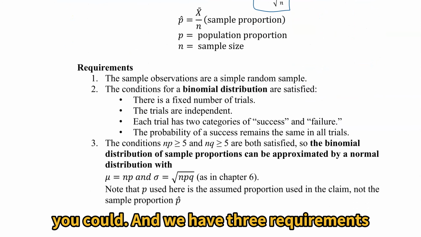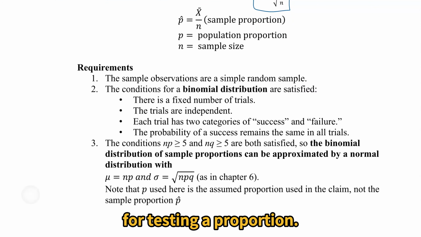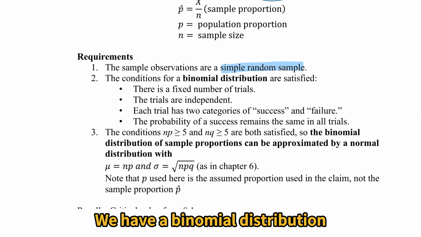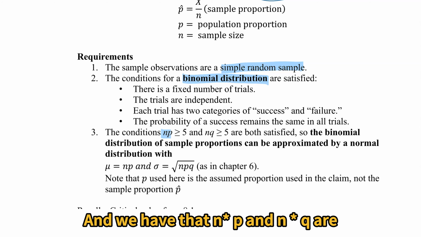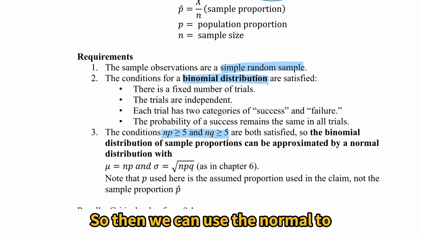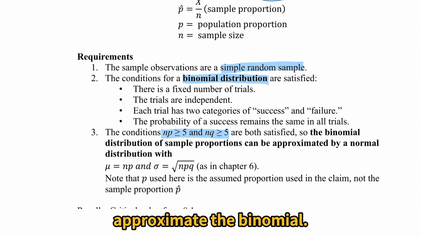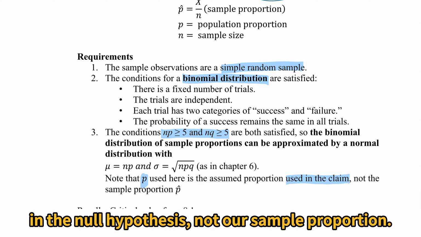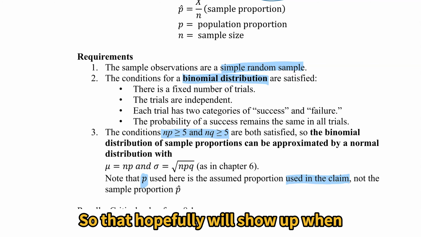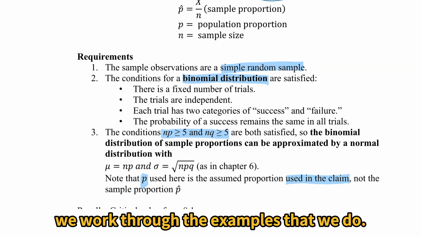And we have 3 requirements for testing a proportion. We have that simple random sample. We have a binomial distribution, essentially, with our proportion. And we have that n times p and n times q are greater than or equal to 5. So then we can use the normal to approximate the binomial. And something to point out, the p that we're using is the assumed proportion in the null hypothesis, not our sample proportion. So that hopefully will show up when we work through the examples that we do.